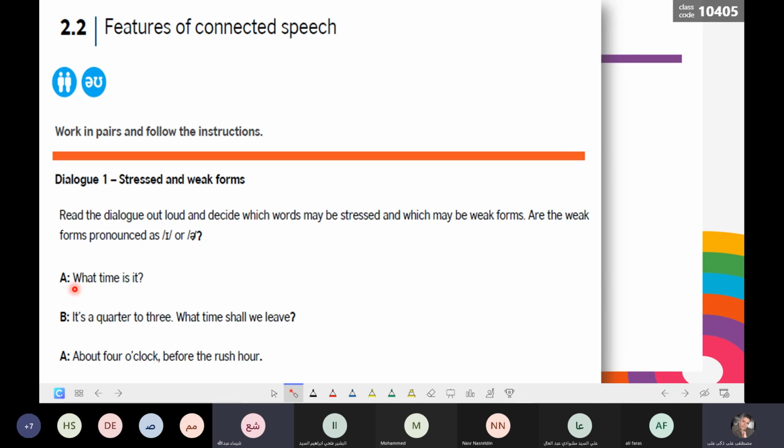What time is it? It's a quarter to 3. What time shall we leave? About 4 o'clock, before the rush hour.